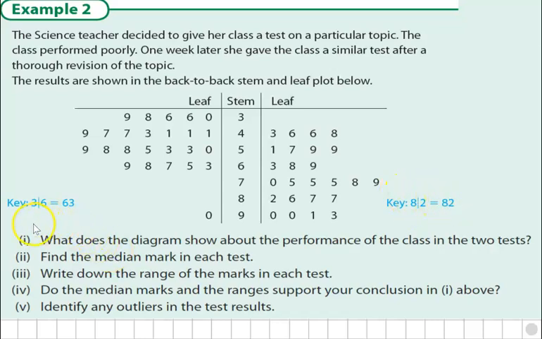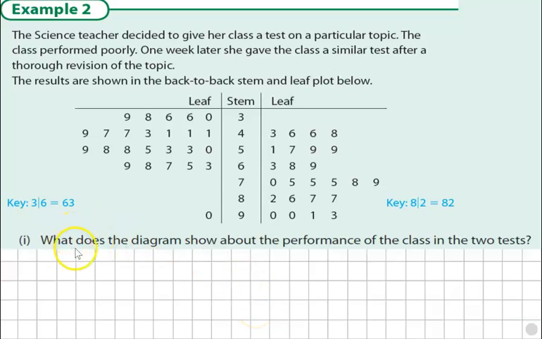So then we have some questions about it that we have to answer. So part 1, what does the diagram show about the performance of the class in the 2 tests? Part 2, find the median mark in each test. Part 3, write down the range of the marks in each test. Part 4, do the median marks and the ranges support your conclusion in part 1 above? So do your answers to part 2 and 3 support your answer to part 1? And question 5, identify any outliers in the test results.